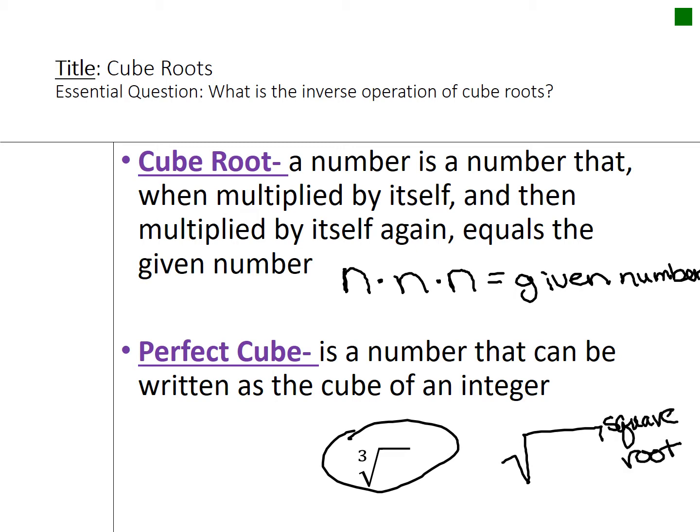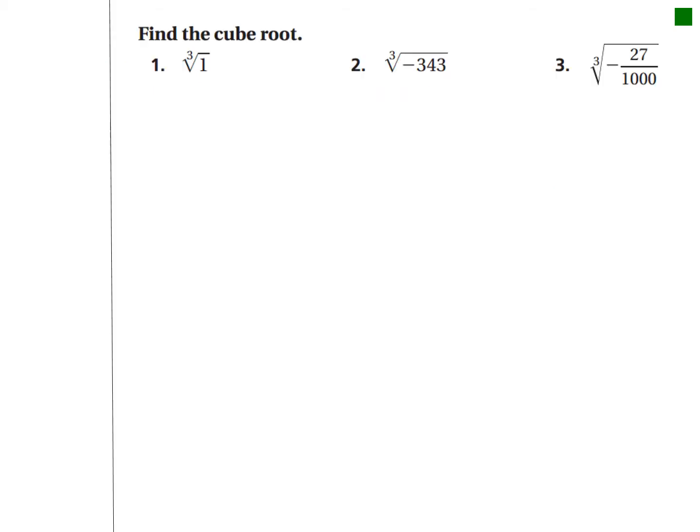The difference between them is square roots only undo the squaring of numbers. These two are inverse operations. So the inverse operation of cube roots is cubing. These two are inverses of each other. They undo each other. So let's go ahead and get started with some examples.